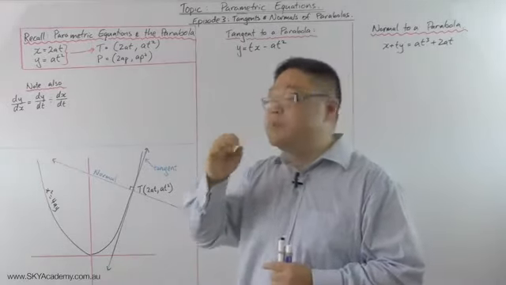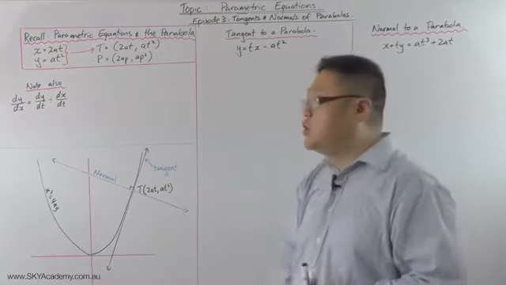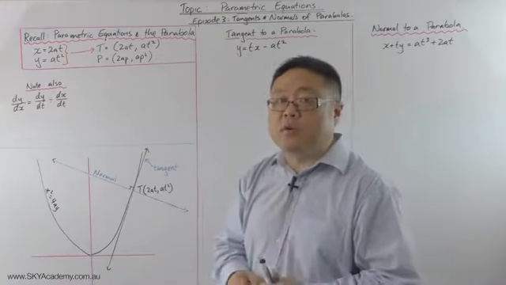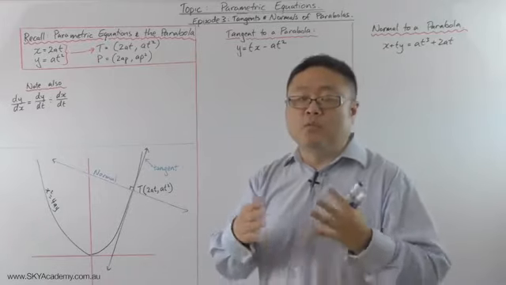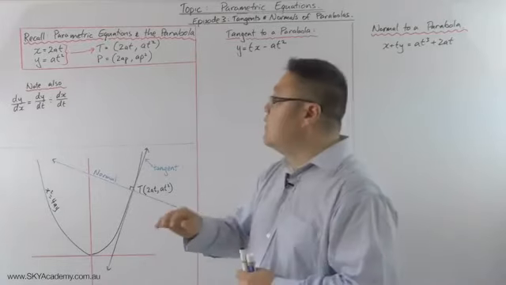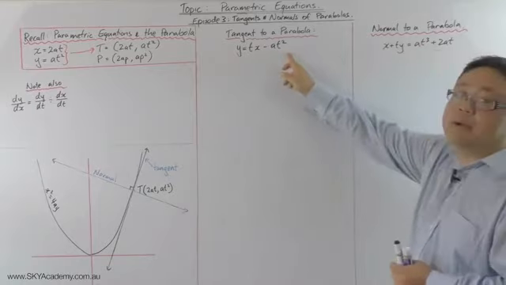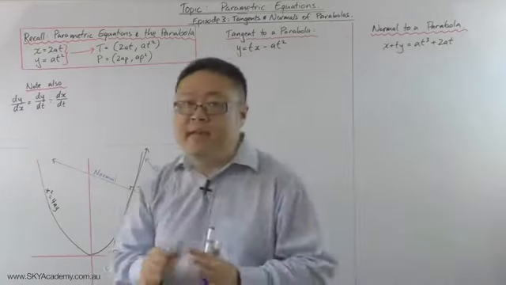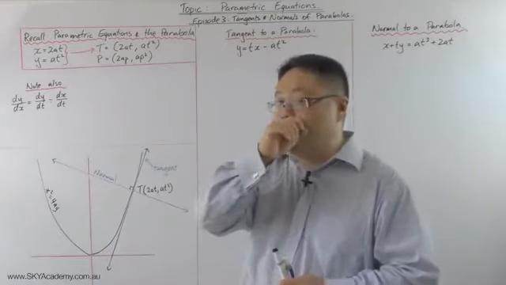In this particular episode, I want to show you that parametric equations can be useful to help us work with parabolas, and in particular, help us find the tangent of a parabola and the normal to a parabola. And we'll look at the formula for them. But here's what I want to note.